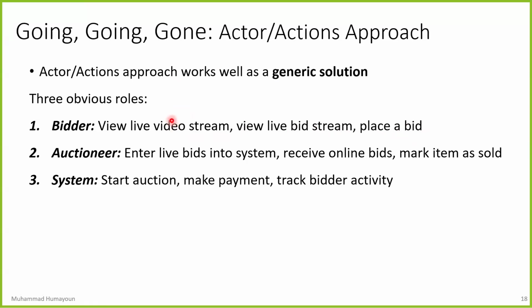Then you have auctioneer, who will introduce an item in an auction. Auctioneer is again an actor. What actions does it take? Enter live bids into the system, receive online bids, mark item as sold, and maybe a few other things. Like the system as an actor: start an auction, make payment, track bidder activity, and so on. Through actor actions, you look at the actors or roles within the system and what actions they perform. Once you do that, you can build your components around those actors, for instance.